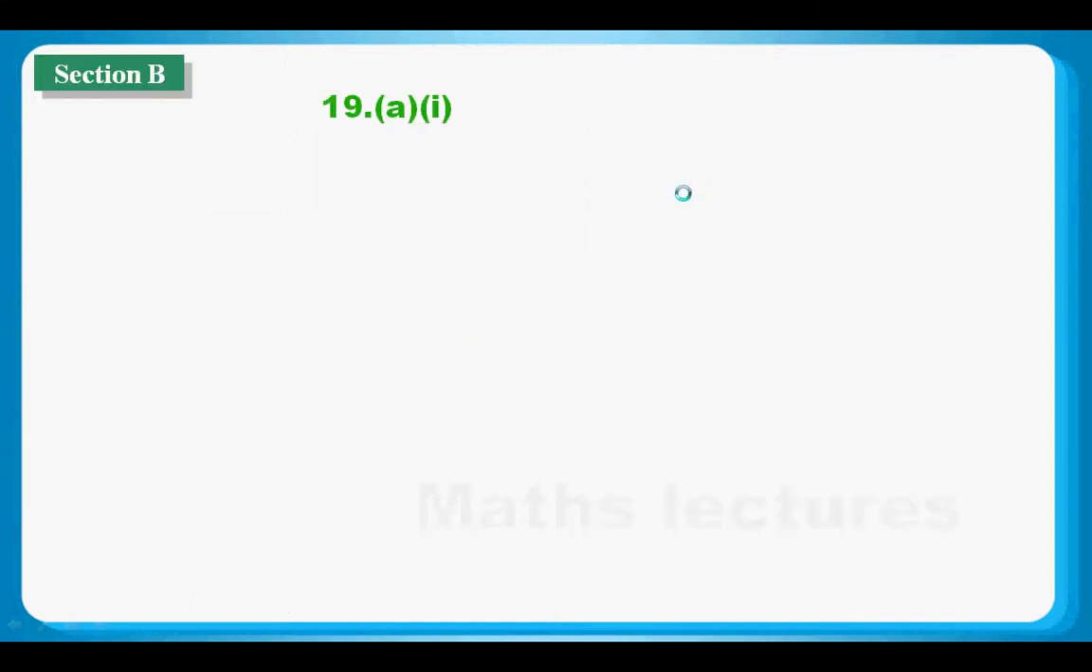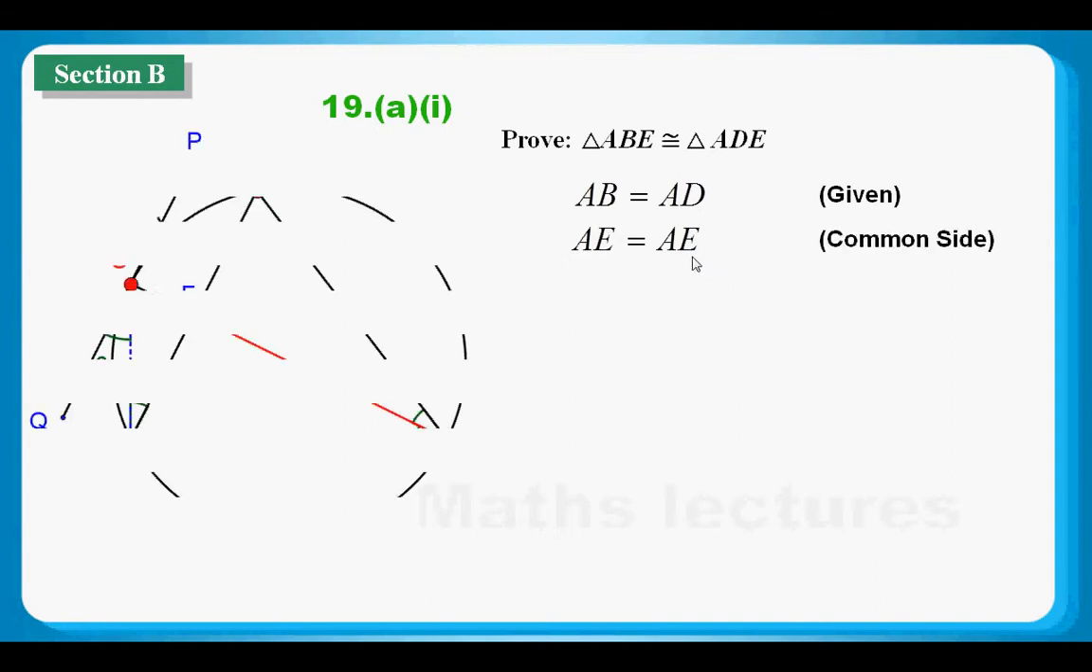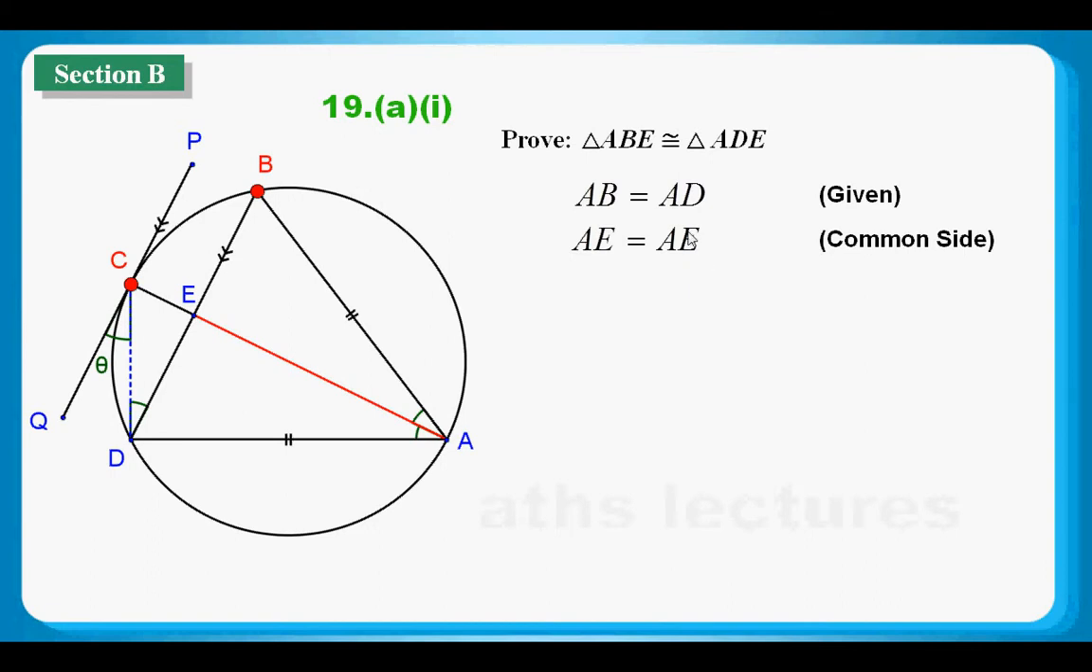Okay, let's jump to the question. To prove triangle ABE is congruent to triangle ADE, first of all, we see what we have. We already have two lines that are equal. AB equals AD because it is given. And AE equals AE in these two triangles because it is a common side. And then what can we do? We connect C and D.